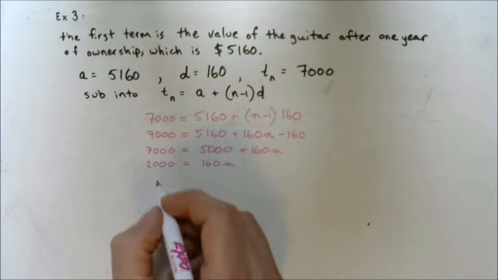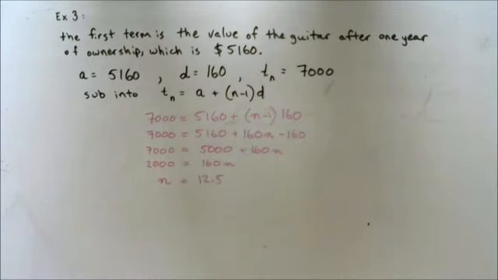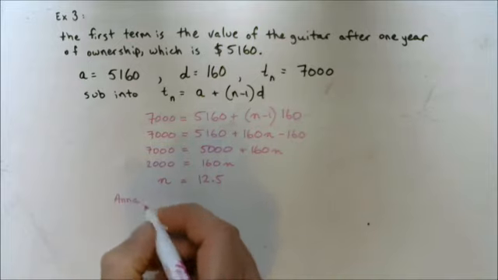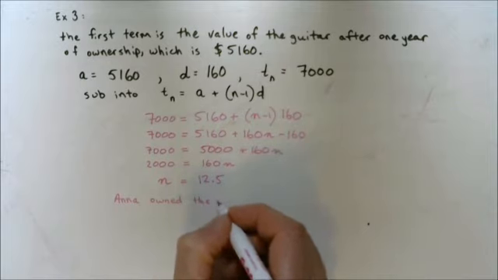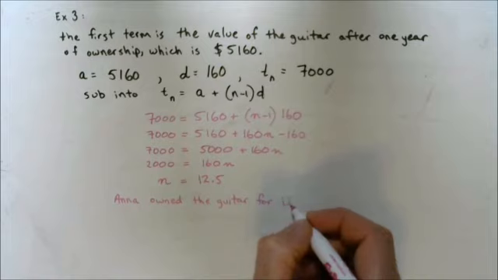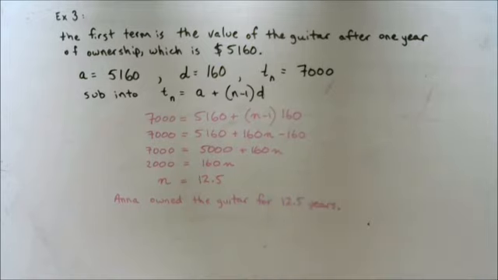Divide both sides by 160. N is equal to 12.5. So if Anna was able to sell it for $7,000, then Anna owned the guitar for 12.5 years. Okay? Use the information that you know, plug it into the formula carefully, and interpret the results.